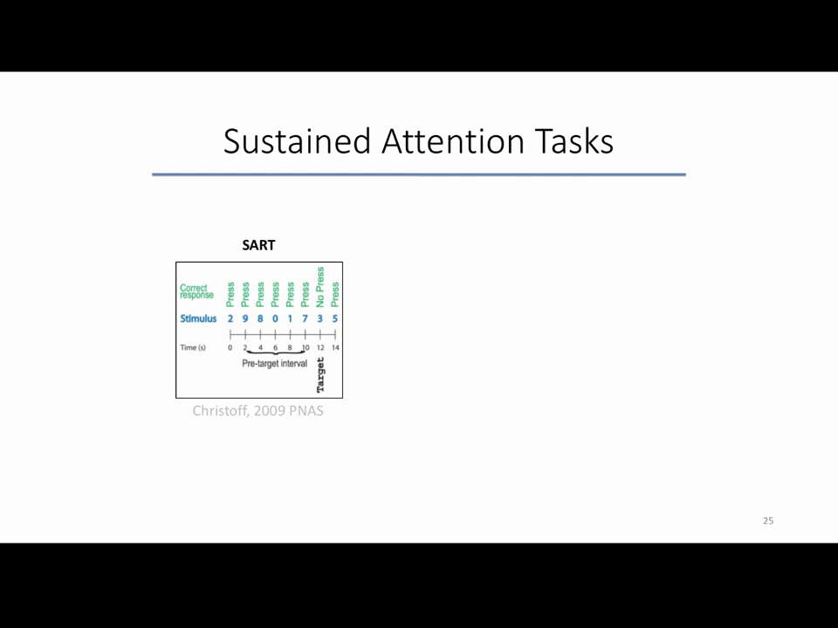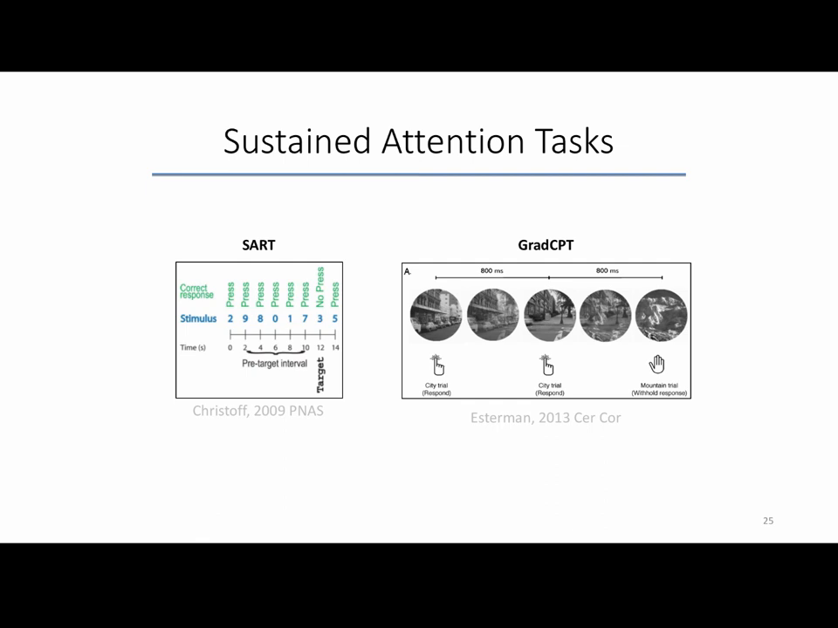The SART is one sustained attention to response task. Another is called the GRAD-CPT. This is the gradual continuous performance task where images fade into one another. And they're essentially go, no-go tasks, where most of the time you respond, but every once in a while the stimulus tells you you shouldn't. So if you get into the zone of respond, respond, respond, you might forget to not respond when you see a certain stimulus.